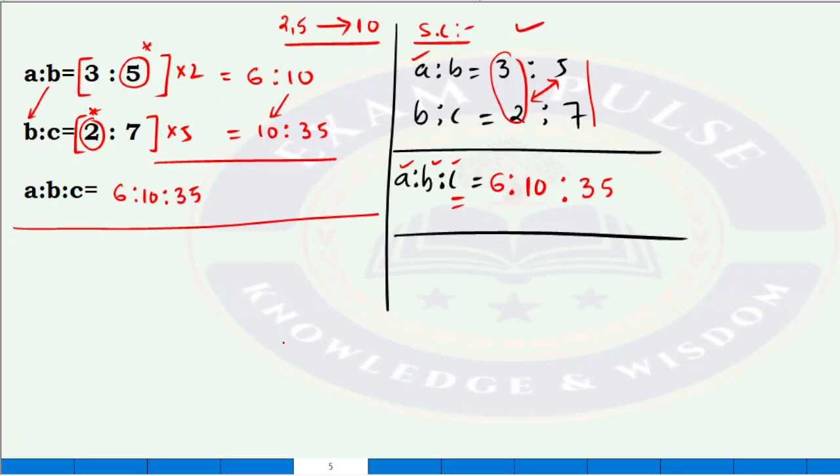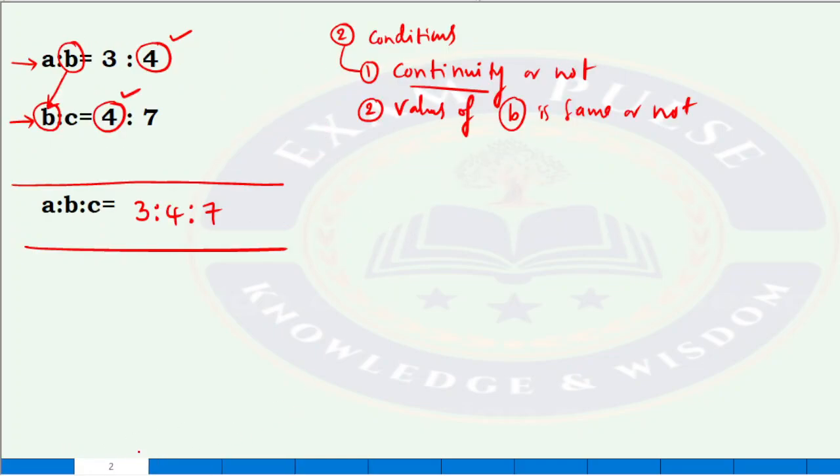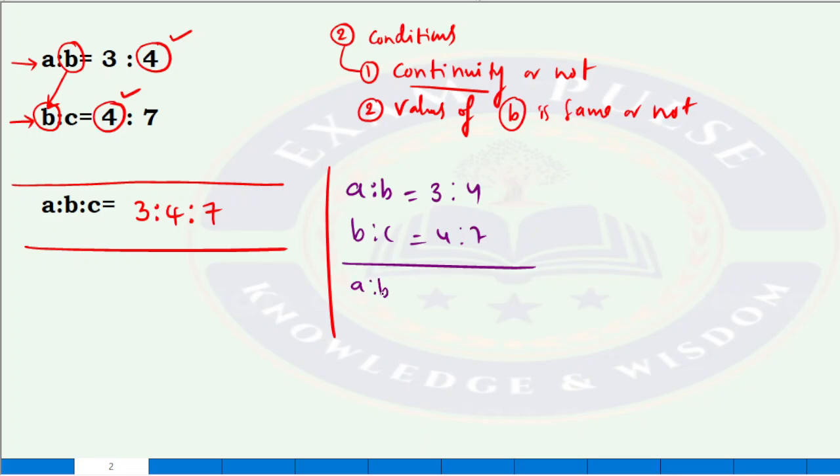So you may be thinking, why can't we use this in the previous questions? See, if they are already equal and if you are using this so-called shortcut here, then what will happen? A is to B, 3:4. B is to C, 4:7. What is A is to B is to C? Is it in continuity? Yes.